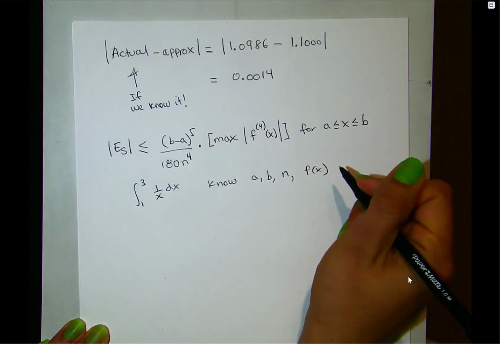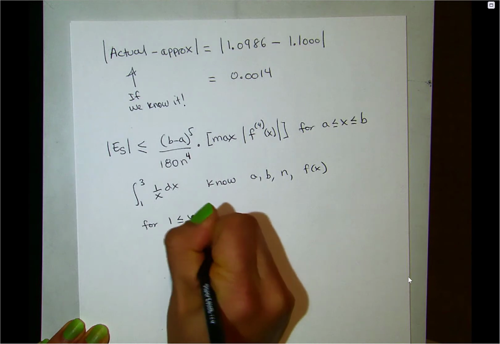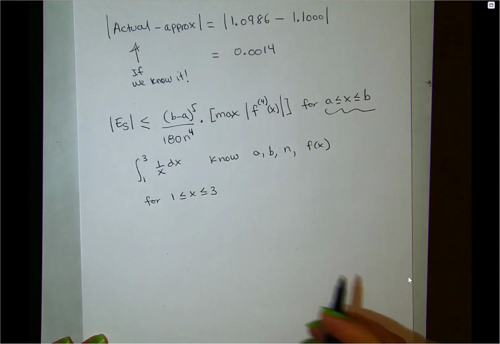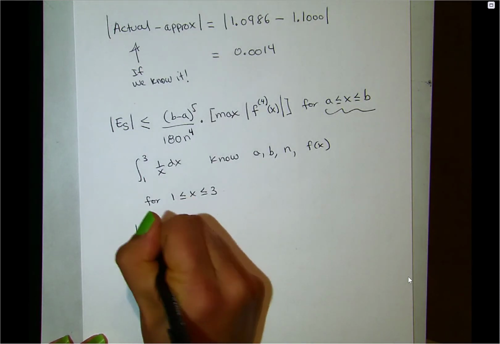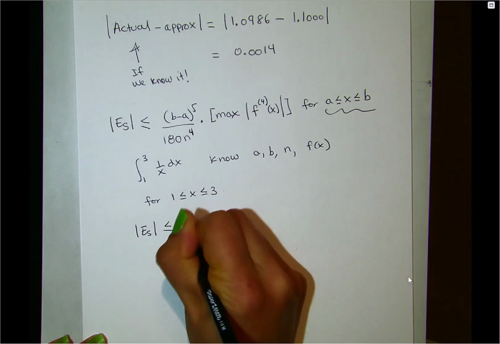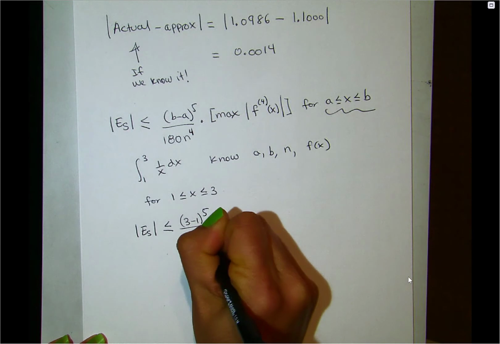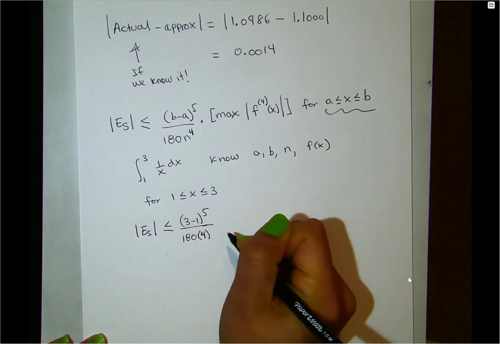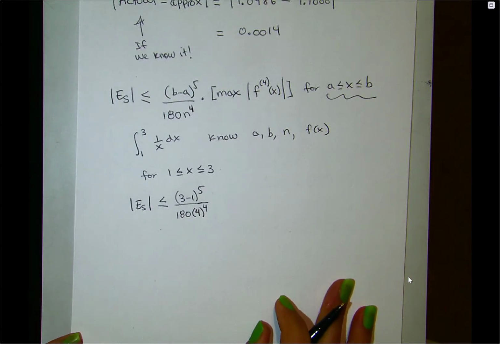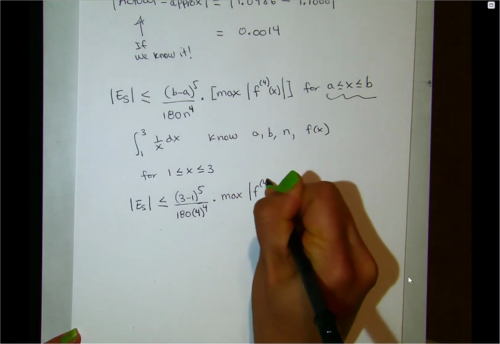So in the formula, we're going to have, for 1 less than or equal to x less than or equal to 3, that's a less than x less than b. The actual error is less than or equal to (b minus a)^5, so (3 minus 1)^5, over 180 n^4. n is 4, we're using 4 partitions, to the 4th. Kind of lost track of that. And now the maximum of the absolute value of the fourth derivative.